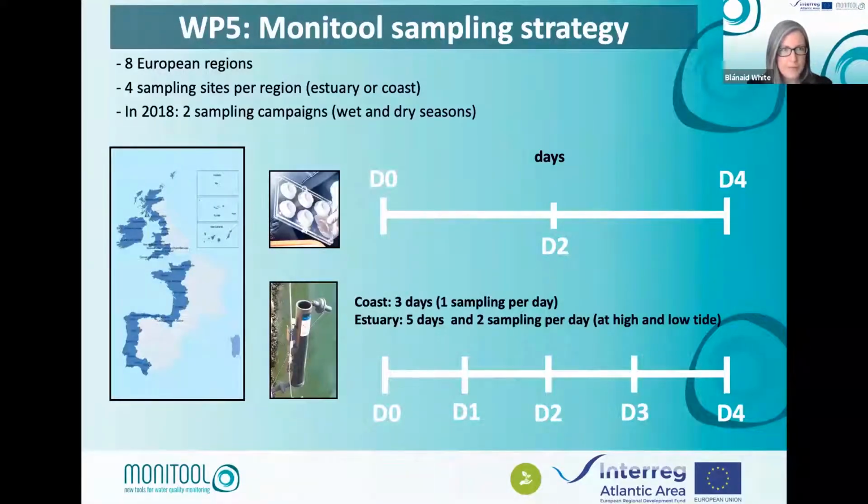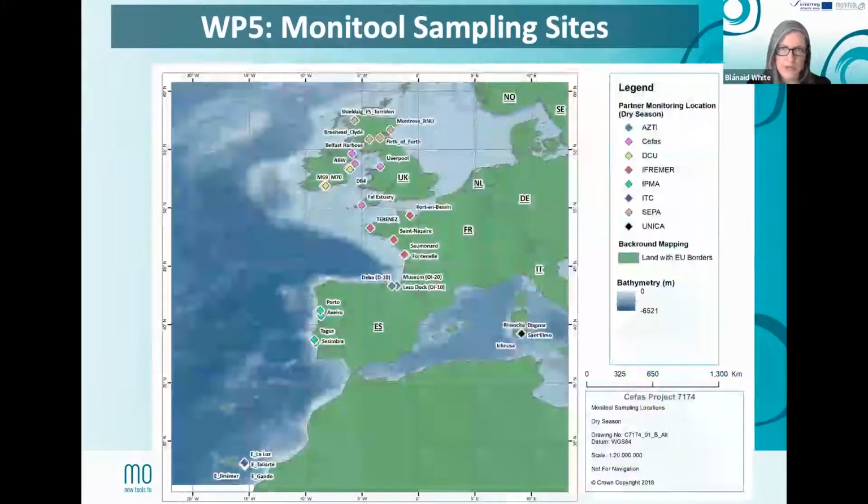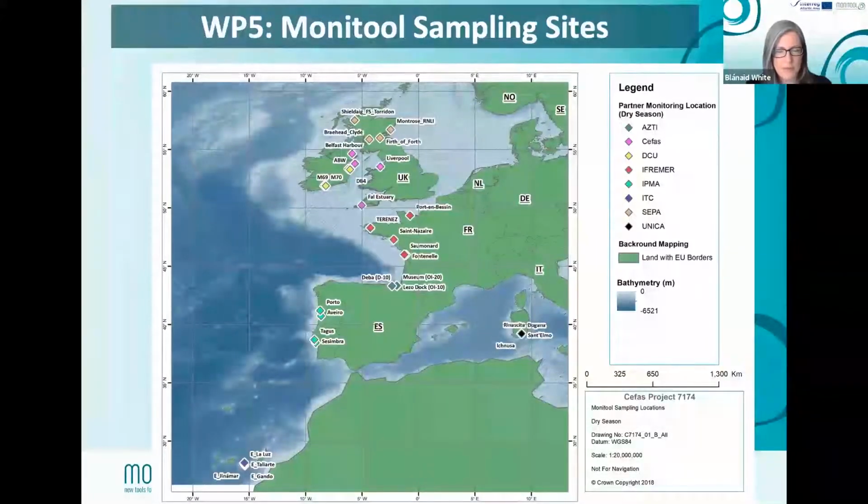So briefly, we had 8 European regions with 4 sampling sites per region, and we carried out both sampling campaigns in 2018. In the coast, we carried out 3 days of sampling, 1 sampling per day, and in the estuary, 5 days with 2 samplings at high and at low tide. These are the areas where we carried out our sampling.